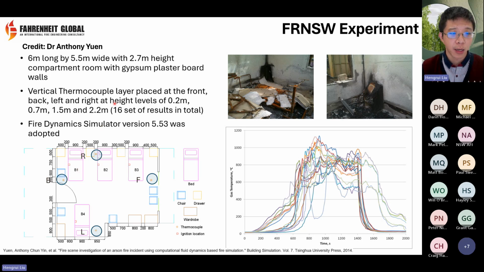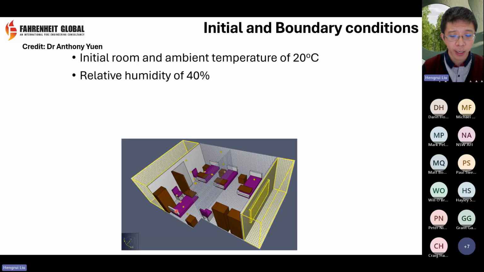So this is our model, and like we said, we have thermocouples everywhere. At that time, we used Fire Dynamics Simulator, FDS version 5. Right now we have version 6, a bit more advanced, but the same concept, similar ideas. We have these beds, the chairs, the drawers, the thermocouples, and we replicate the same room in the simulation world, in the models.